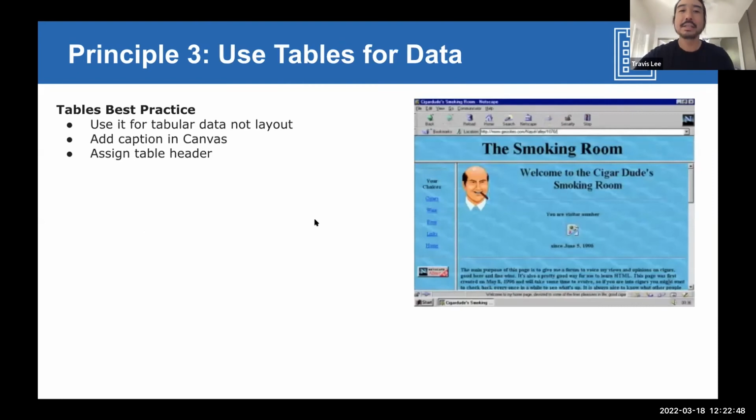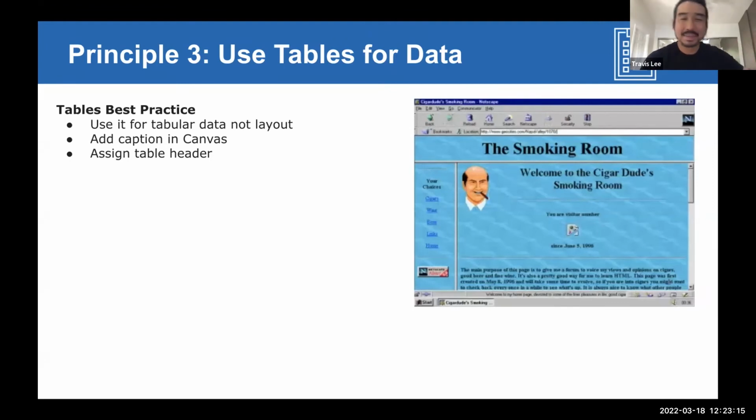Okay, principle 3 is use tables for data. I see this once in a while inside the LMS, because you could put a table in there. And I see some faculty, they actually put images, or they actually start doing that 90s thing. Back when I started college in the 90s, we still used a lot of tables for layout. It was the only way to get alignment right back in the day in HTML.